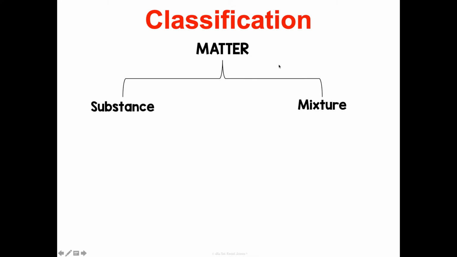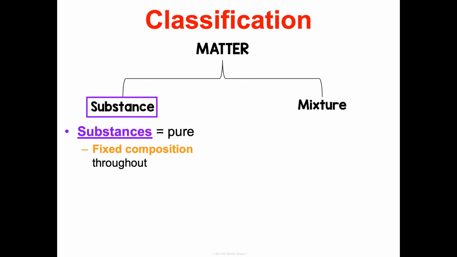So all matter can kind of be split into 2 categories. It can be a substance or it can be a mixture. Substances are pure, meaning they have a fixed composition throughout. Water, like I said, is always 2 atoms of the element hydrogen with 1 atom of the element oxygen. It's always that 2-to-1 ratio. It's fixed throughout. Substances also have the same properties throughout.